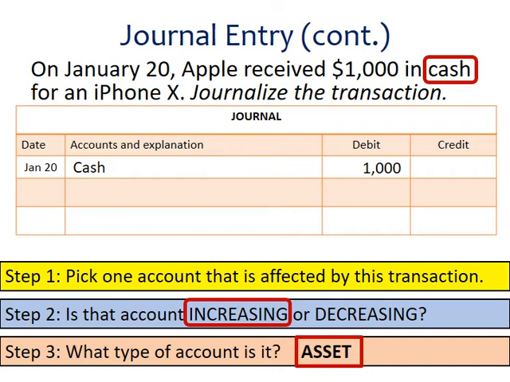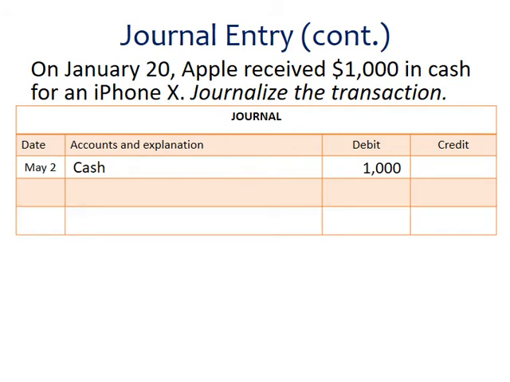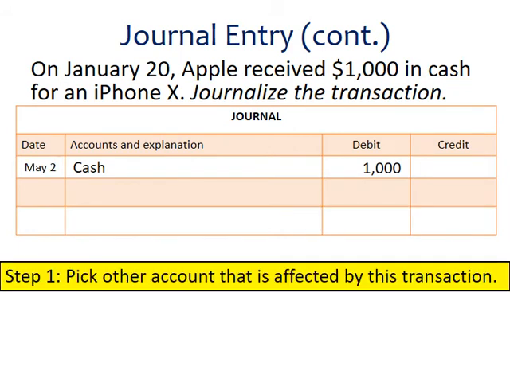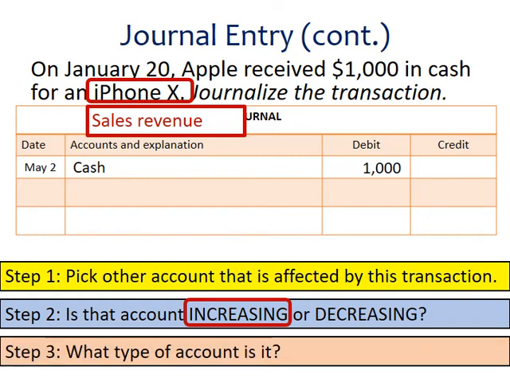Remember that every entry has at least 2 sides to a transaction, something given and something received. We will walk through the steps again to determine our other account. Step 1 is pick the other account that is affected by this transaction. Why did Apple receive cash? Well, for that iPhone it sold. Selling products would be sales revenue. Next, for Step 2, we ask, is that account increasing or decreasing? Sales revenue is increasing. Step 3 asks, what type of account is sales revenue? It is a revenue account.